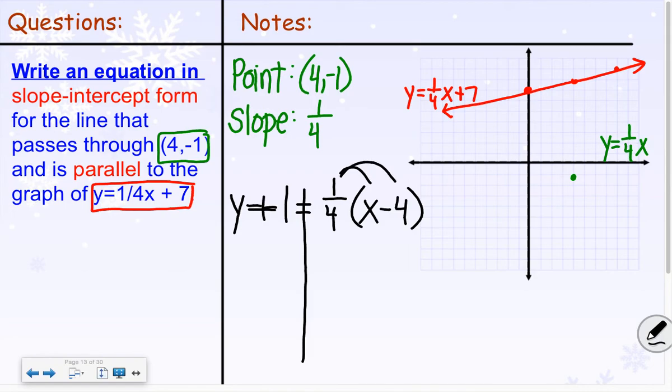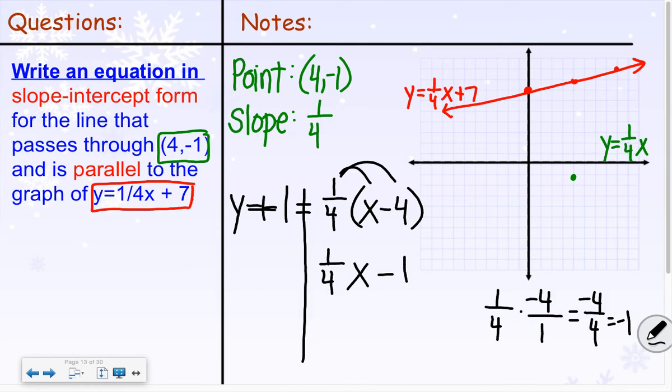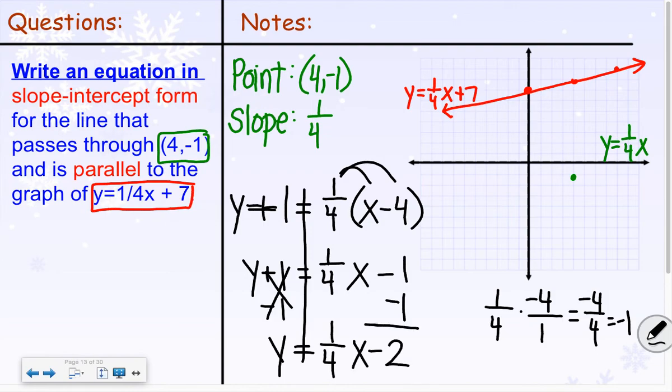Distribute the 1/4. 1/4 times negative 4 over 1 would give me negative 4 over 4, which is negative 1. Minus 1 on both sides. And I end up with y equals 1/4 x minus 2.